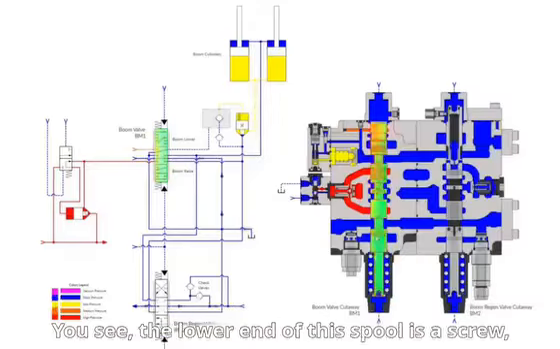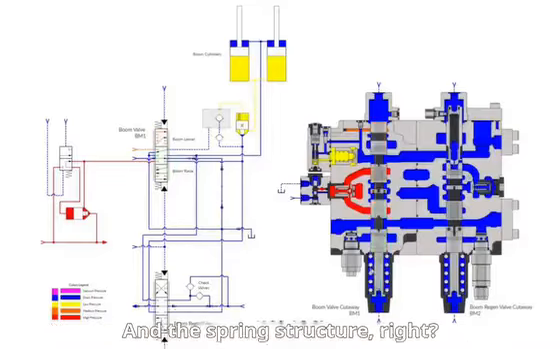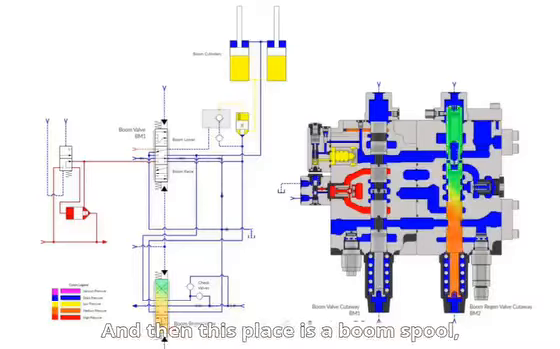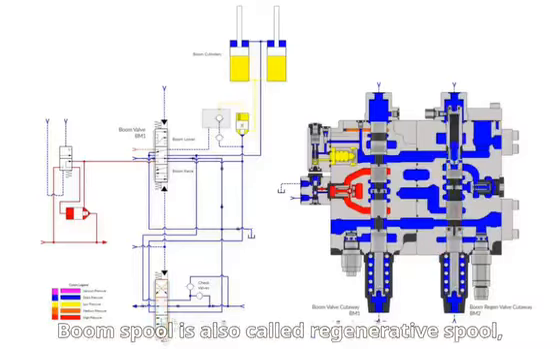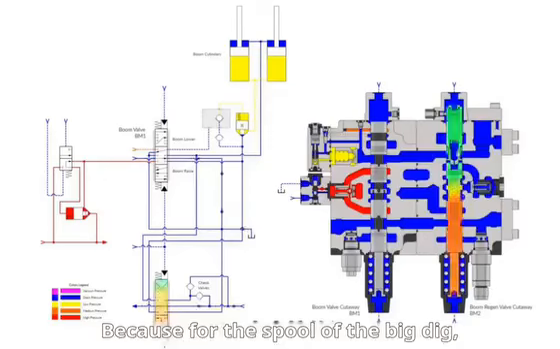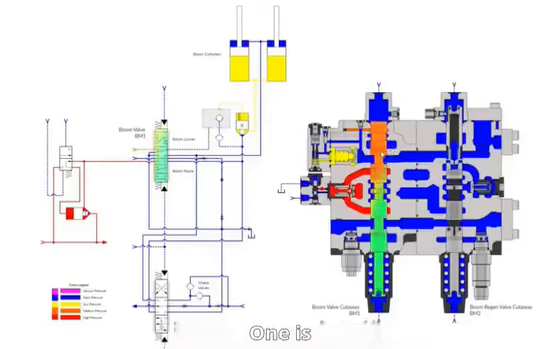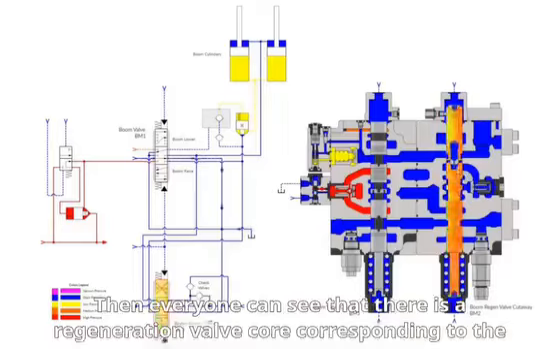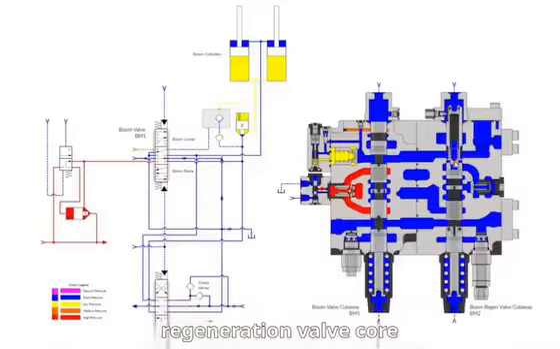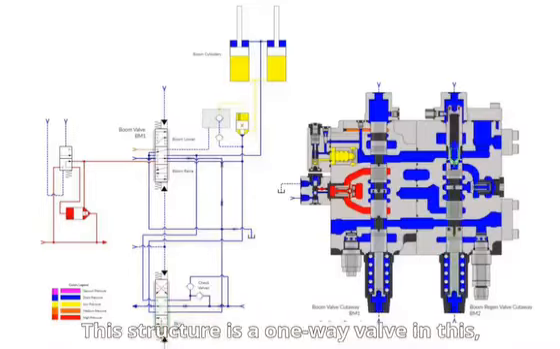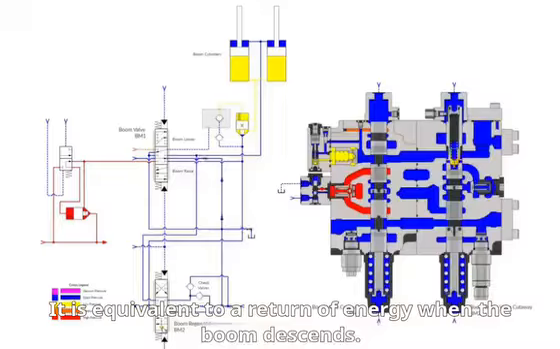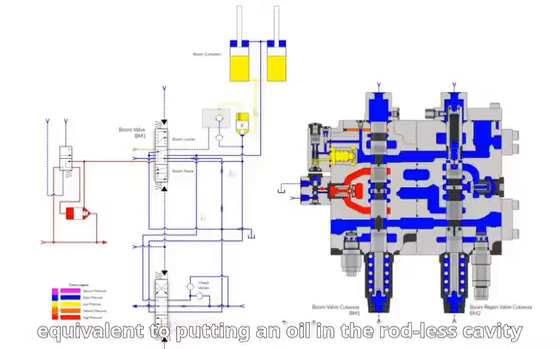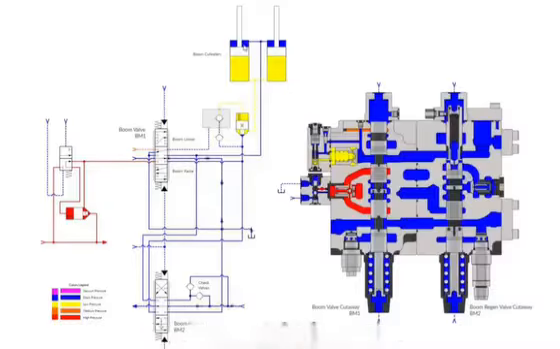You see, the lower end of this spool is a screw and a spring structure. This spring corresponds to this place, the spring is highlighted, and this place is the boom spool. The boom spool is also called the regenerative spool, because for a big excavator, the boom generally has two spools. One is the main spool, and there is a regenerative spool. Everyone can see the regeneration valve core has a corresponding one-way valve in this structure. It is equivalent to a return of energy when the boom descends, receiving the oil from the rodless cavity and recycling it into the rod cavity.